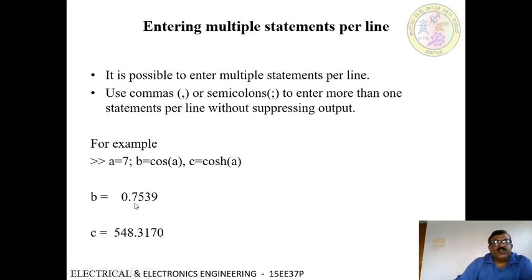B equals 0.7539, C equals 548.3170. Like this we can enter multiple statements in a single line, and the statements are separated by a comma or a semicolon.